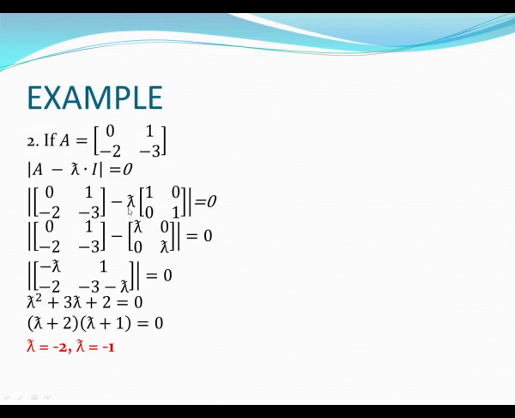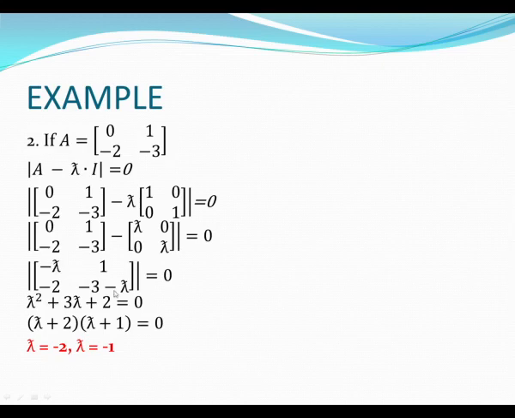Then we have to multiply the lambda by the elements of the identity matrix. So we have lambda times 1, lambda, lambda times 0, 0, lambda times 0, 0 again, lambda times 1, and that is lambda. Then we can subtract these two matrices. So 0 minus lambda, negative lambda, 1 minus 0, 1, negative 2 minus 0, negative 2, negative 3 minus lambda, negative 3 minus lambda. Next step, evaluate the determinant. So this is also a 2 by 2 determinant.